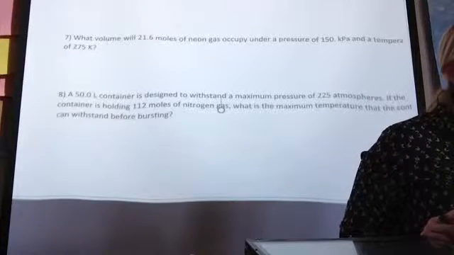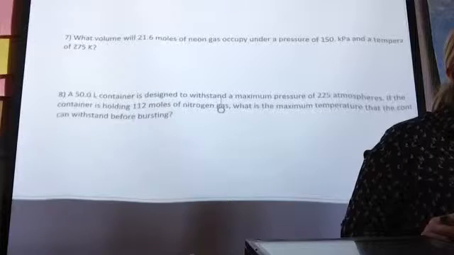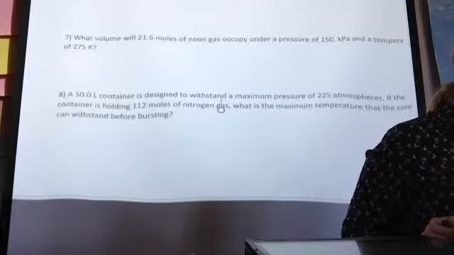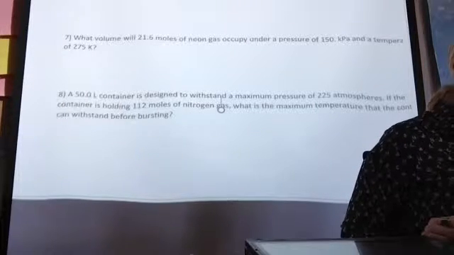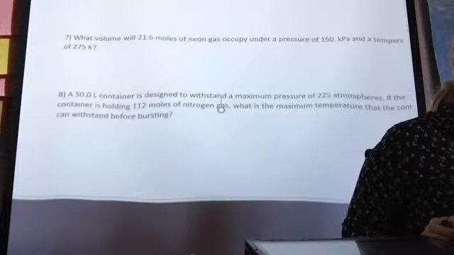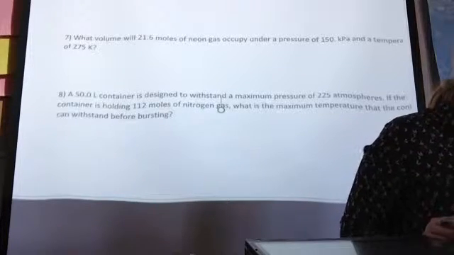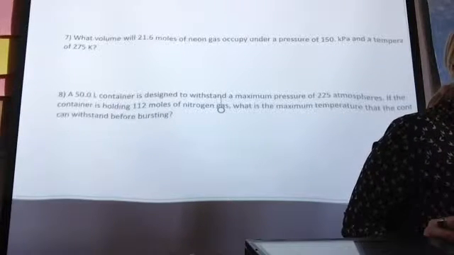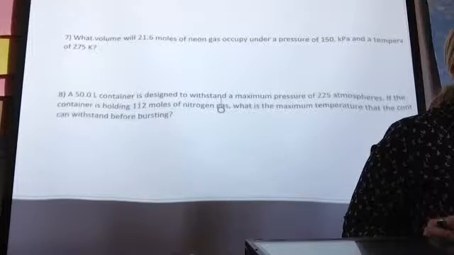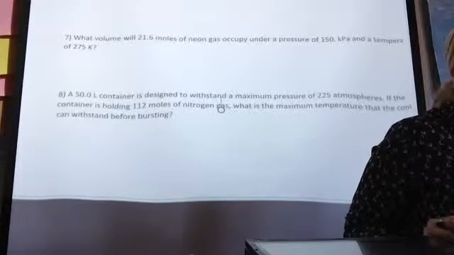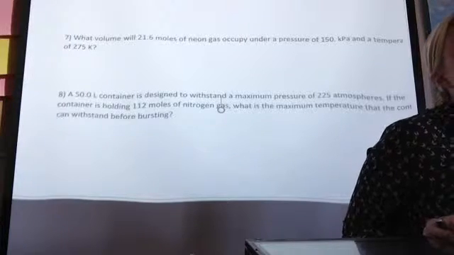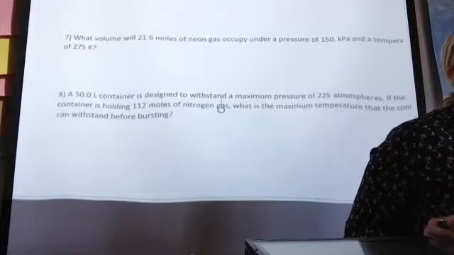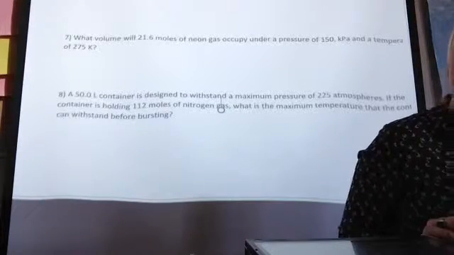You have 0.0821 liter atmospheres divided by mole Kelvin. You have 62.4 liter mmHg divided by mole Kelvin. And you have 8.314 liter kPa divided by mole Kelvin. Now, the only variable that changed in the gas constant is that pressure variable. So you determine which gas constant you're using by looking at your pressure.